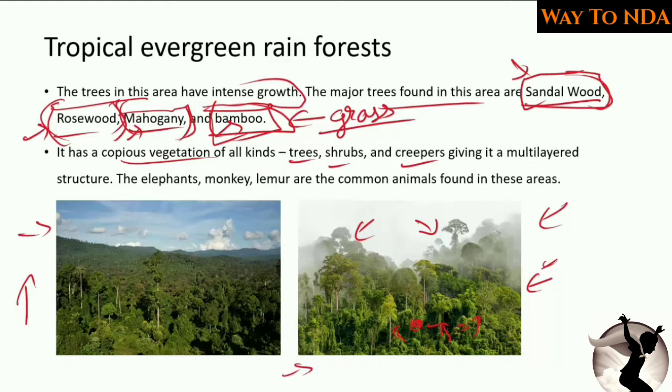So you will find that the tropical evergreen rainforest is having layers within it. Okay, ट्रॉपिकल एवरग्रीन रेन फॉरेस्ट में यहाँ पर बहुत सारे layers होंगे. And this area is having a lot of rainfall, that's why they are densely forested. Okay, and another thing about the tropical evergreen rainforest is that the trees here compete for sunlight.